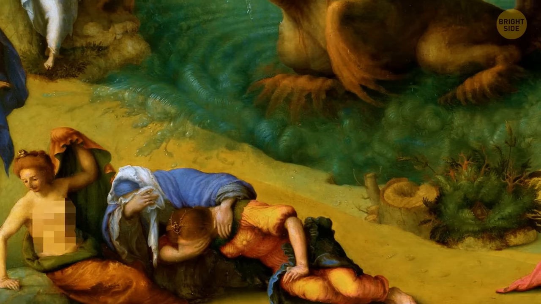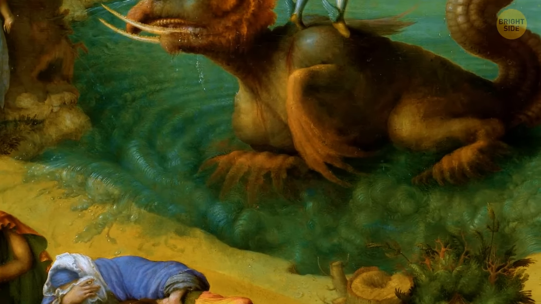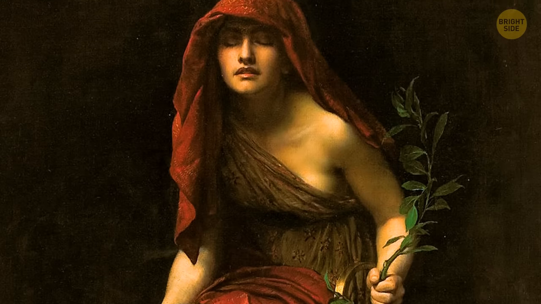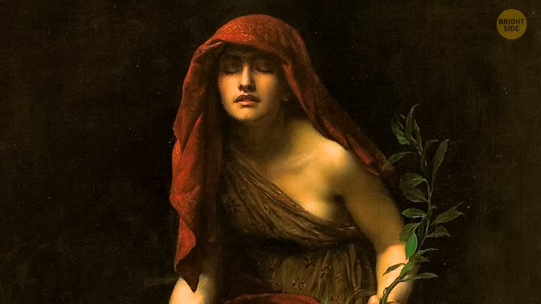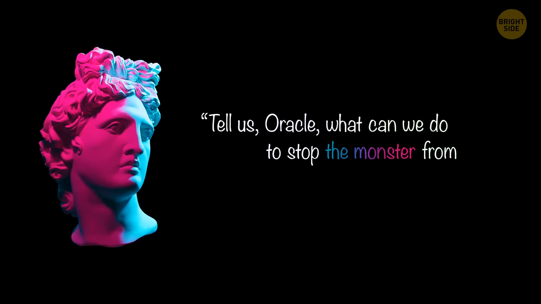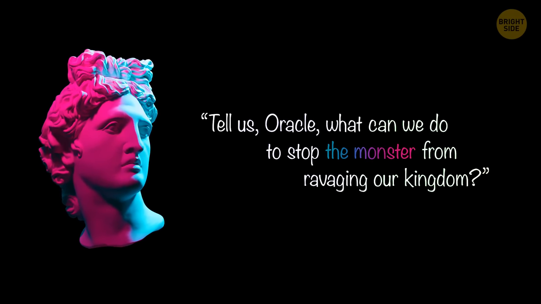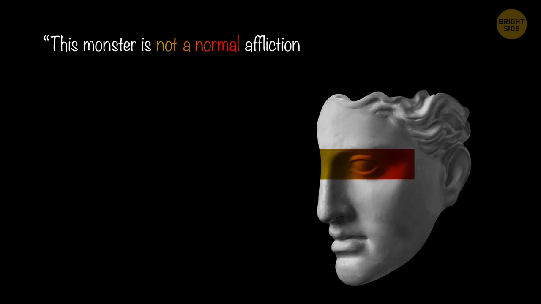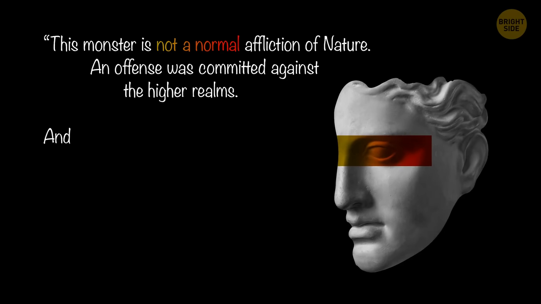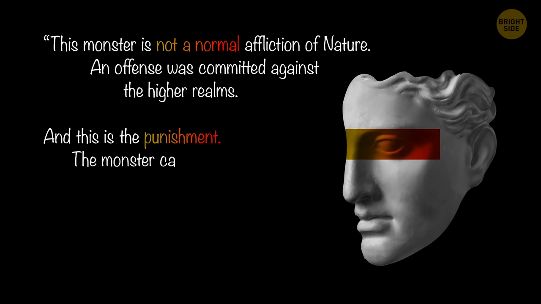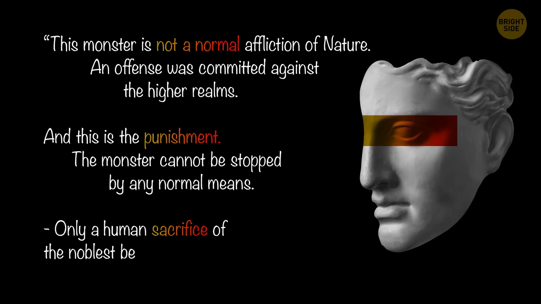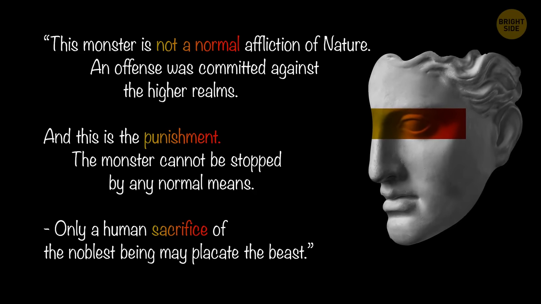Meanwhile, Queen Cassiopeia and King Cepheus must do something about the monster devastating the shores of Ethiopia. They consult an oracle and make another trespass beyond the realm of reason and nature. "Tell us, oracle, what can we do to stop the monster from ravaging our kingdom?" "This monster is not a normal affliction of nature. An offense was committed against the higher realms, and this is the punishment. The monster cannot be stopped by any normal means. Only a human sacrifice of the noblest being may placate the beast."